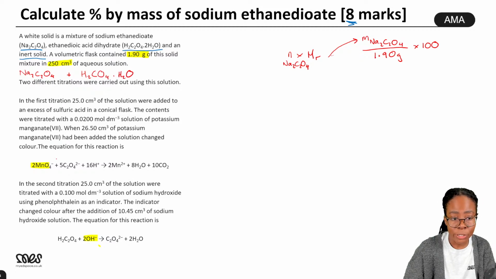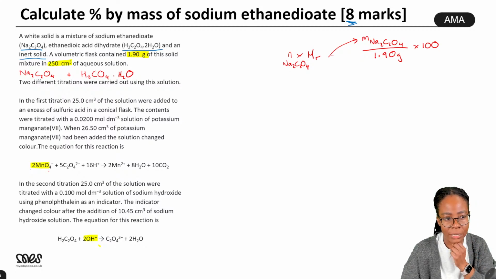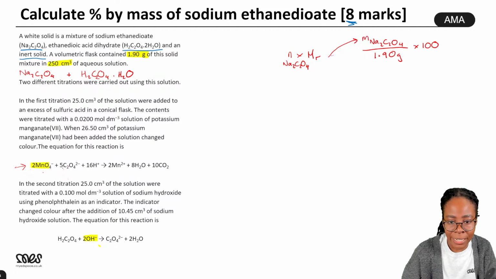In our first titration with the manganate, what is that reacting with? What's the manganate reacting with? Just looking at the equation. Oops, that should be a 2. Just look at the equation. What's the potassium manganate reacting with? Great. The manganate is reacting with the ethanedioate ions.